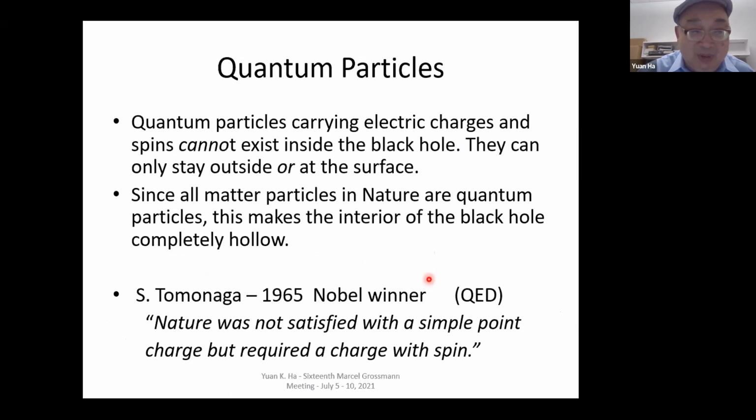Now, if we consider quantum particles, we see that quantum particles carrying electric charges and spins cannot exist inside the black hole. They can only stay outside or at the surface. Since all matter particles in nature are quantum particles, this makes the interior of the black hole completely hollow. Now, according to Tomonaga, every charged particle has a spin, and he observed that nature was not satisfied with a simple point charge, but required a charge with spin.